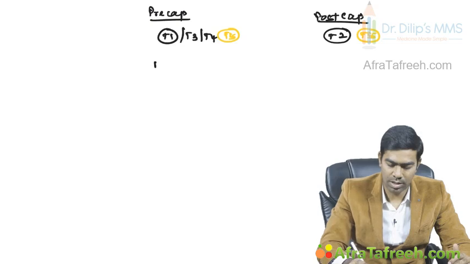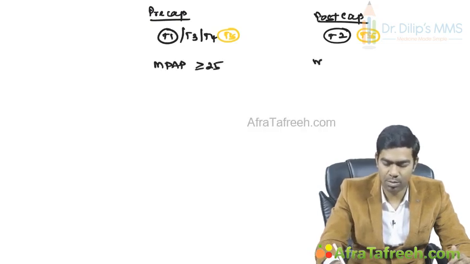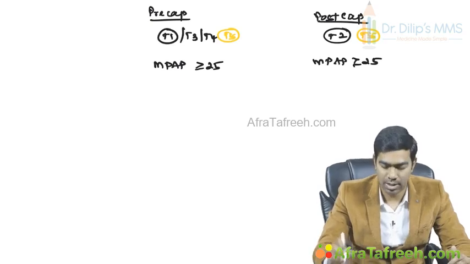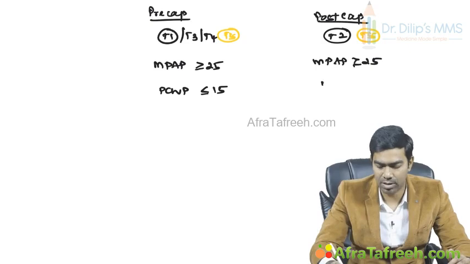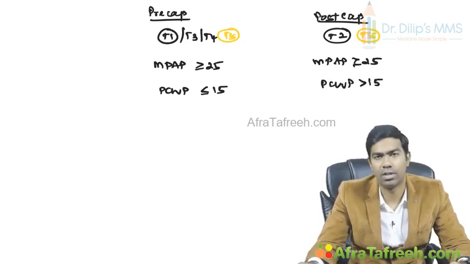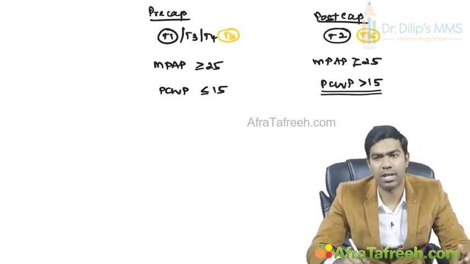So what are the differences between all this? The first one is the mean PAP. Mean pulmonary artery pressure will be more than 25 in both these conditions. That's why it is called pulmonary hypertension in the first place. Then the pulmonary capillary wedge pressure comes in, where it's going to be less than 15 in case of a pre-capillary, whereas the pulmonary capillary wedge pressure is going to be more than 15 millimeters of mercury in case of a post-capillary pulmonary hypertension. Because it's due to left heart disease, the pulmonary capillary wedge pressure will be elevated, because in congestion, left atrial pressure will be high.